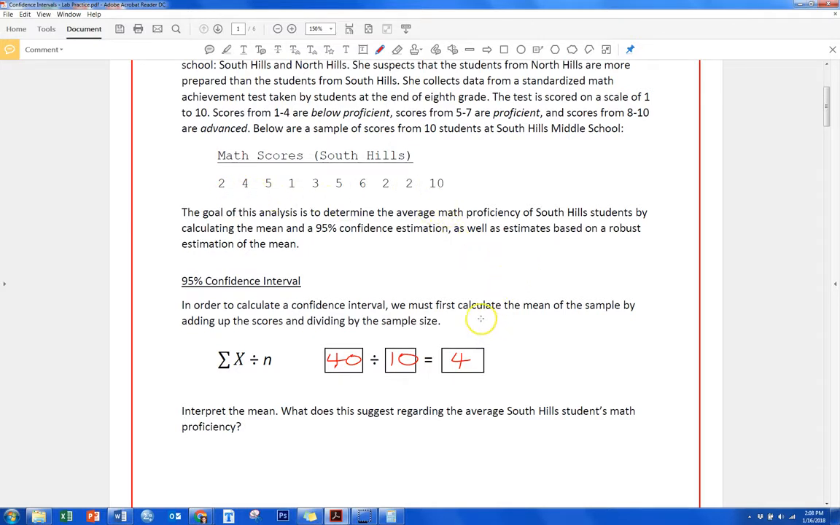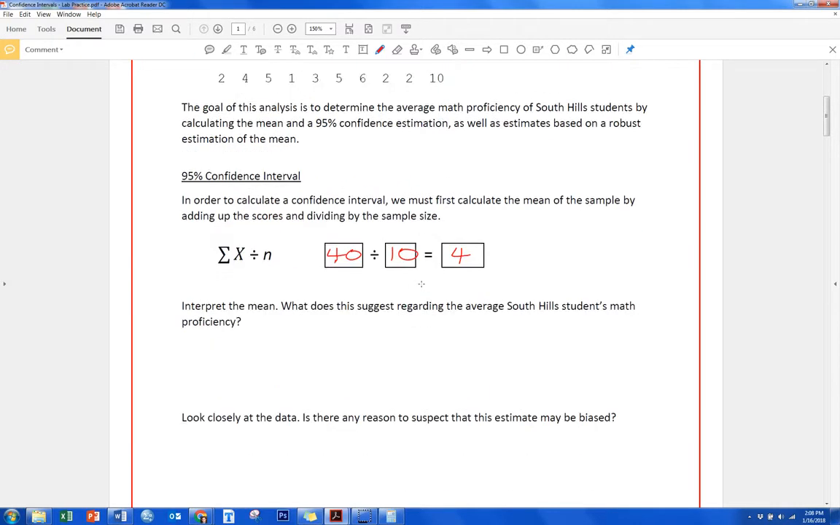But what does this mean? Well, this gives us an interpretation of the data. So scores from 1 to 4, right here, are below proficient. So we have a 4. So this average for this school so far is below proficient. These kids, on average, are not up to speed on their math skills.